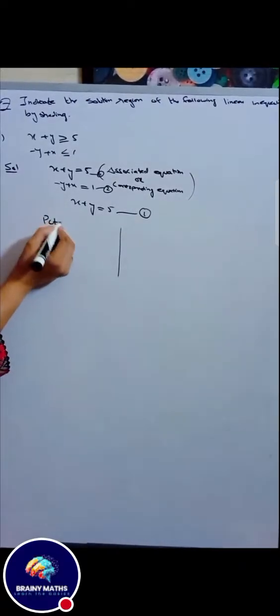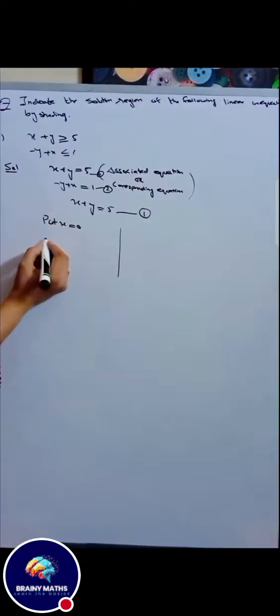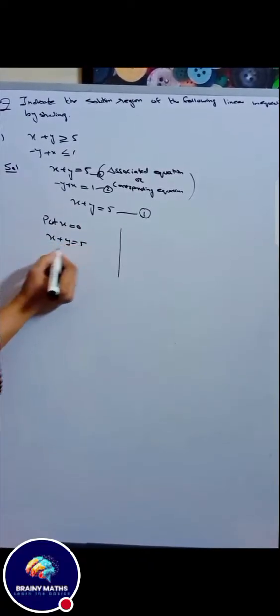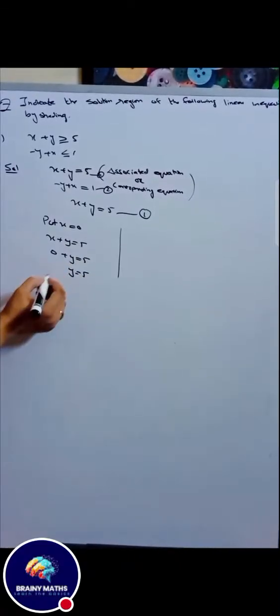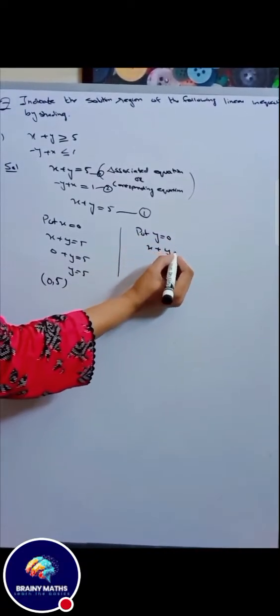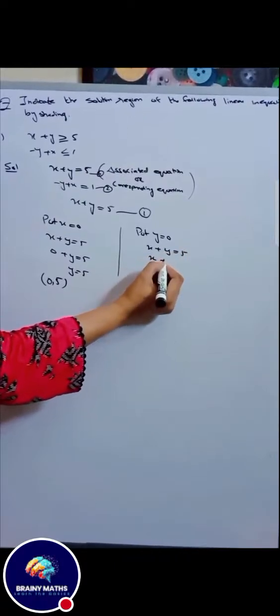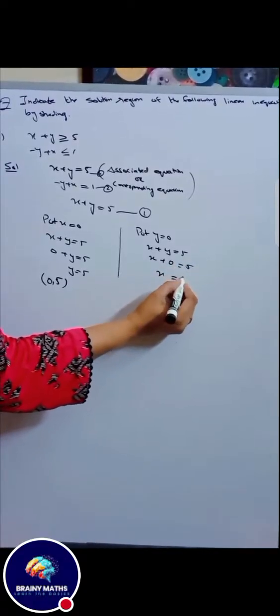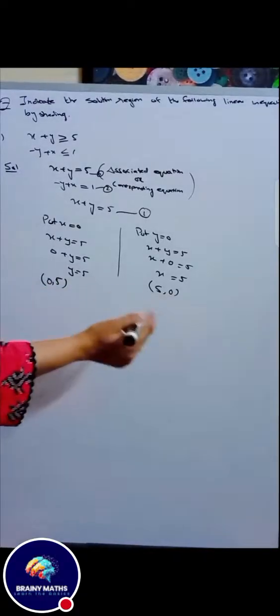Put x equal to 0. So x plus y equals 5 becomes 0 plus y equals 5, so y equals 5. So what ordered pair do we get? X is 0, y is 5. Clear? Next, put y equal to 0. So x plus 0 equals 5, so x equals 5. We get x is 5, y is 0. Now we have two ordered pairs: (0, 5) and (5, 0).